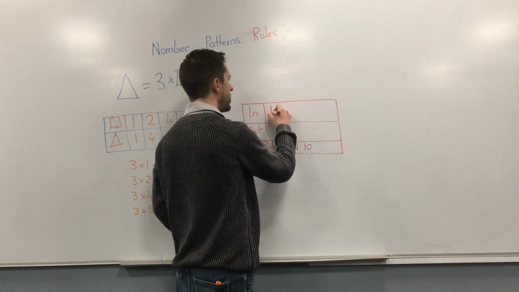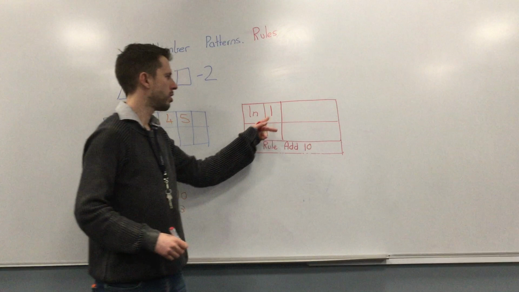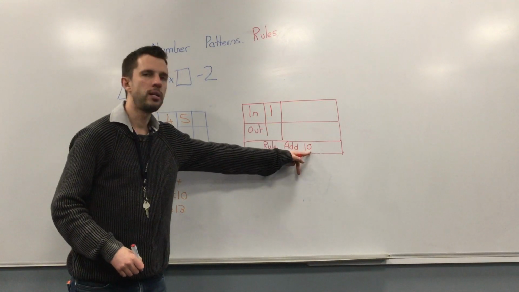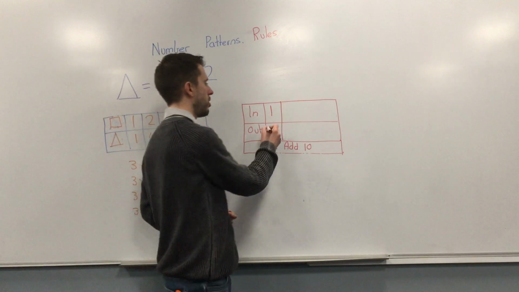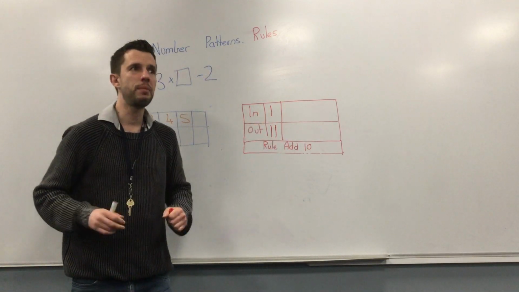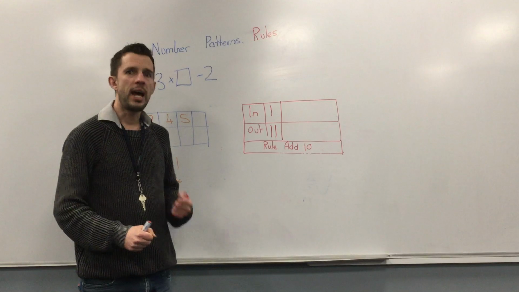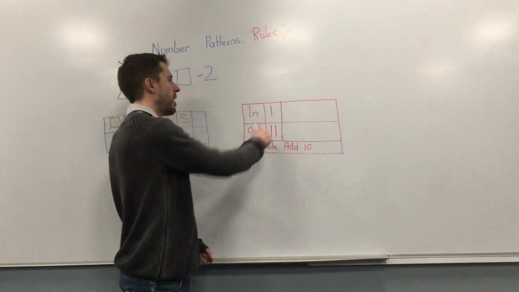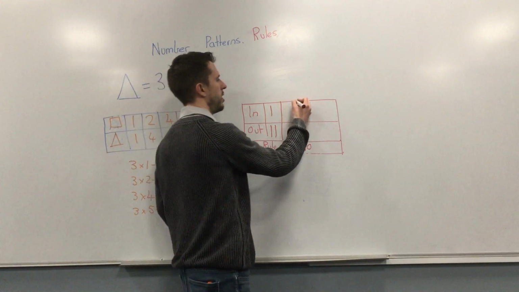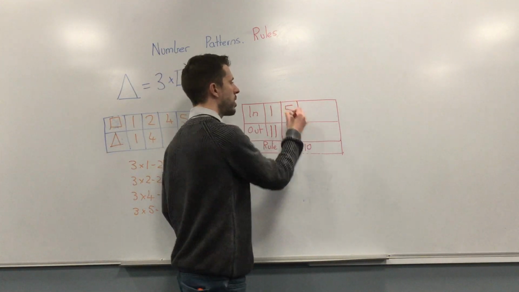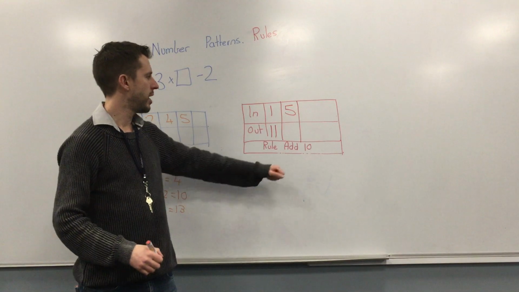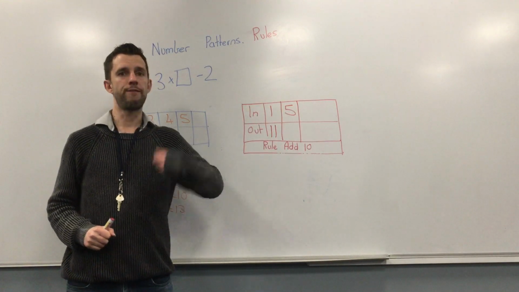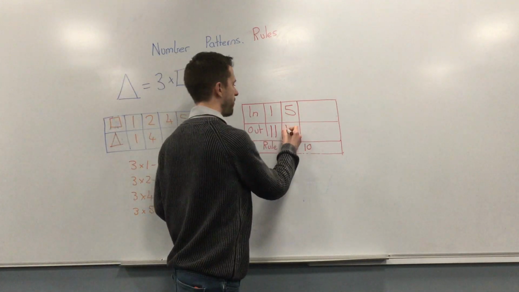So if I insert 1, once I've applied this rule, I get 1 add 10, which is 11. So what comes out is 11. It's like me putting 1 into a machine. When it goes into the machine, it adds 10 more to it, and 11 pops out. It doesn't have to be in order. I can pop in 5, and then it's going to pop out 10 more than 5 based on this rule. So 5 plus 10 equals 15.